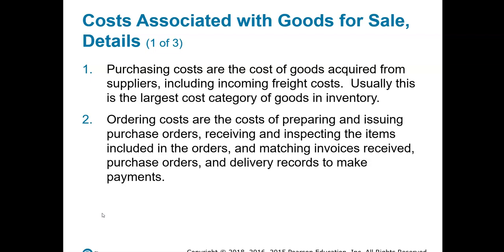Then we have ordering costs, and these are the costs of preparing and issuing purchase orders, receiving and inspecting items, including the orders, and matching invoices, purchase orders, and delivery records so we can make our payments. This is when we're placing an order, this is the total cost of not only placing the purchase order, but as the truck driver brings that into my store and brings in all these cases of Coke from 20-ounce bottles to 2 liters to 12-packs of cans, maybe even some 6-packs of the miniature cans. Not only placing that order, but also as the trucker brings that in, I'm going to match what he has on the invoice with what he's bringing in, and then also with that delivery record to make payments.